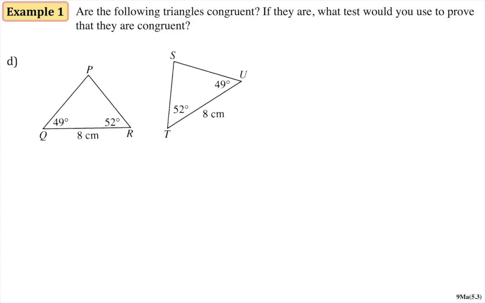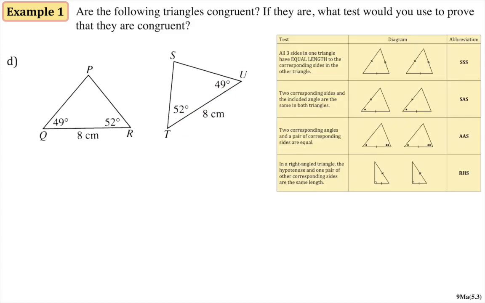And I've got a side, 8 and 8, and this 8 centimetre has the 49 and 52 degree angle on it. This 8 centimetre has the 49 and 52. It doesn't matter about their order because you can just turn the triangle upside down. So yes, these triangles are congruent because they have two angles and a side that matches or correspond from one triangle across to the other.